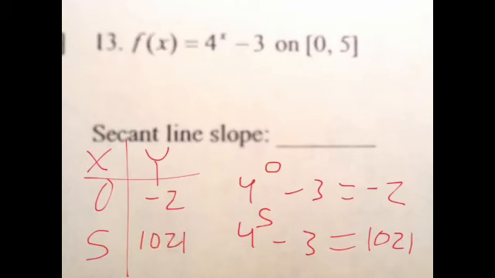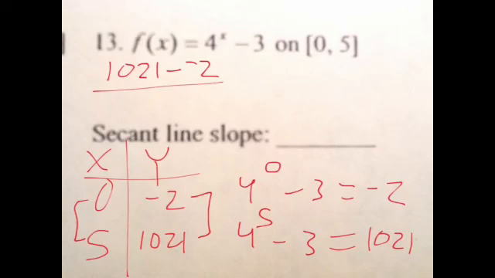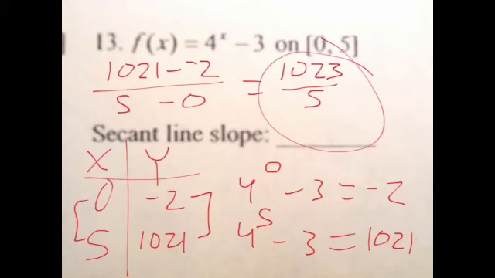So that's kind of unfortunate. But you still get the difference in y's over the difference in x's, so you got 1021 minus negative 2, and then 5 minus the 0 is going to give me 1023 over 5, and that's my slope. And that's the end.